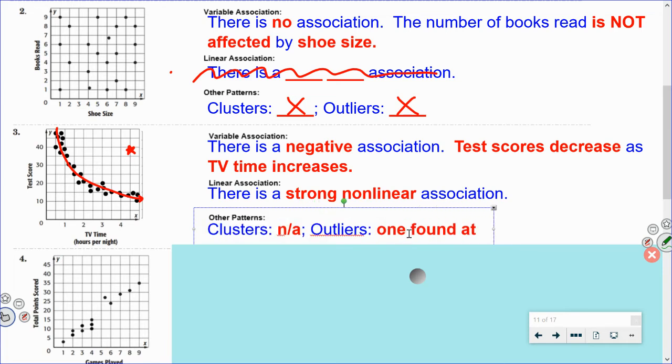one found at, you can list the coordinates of the point or you could interpret what they mean. In other words, someone watches about 4.5 hours of TV and still scores a pretty high test score of 38. Notice that does not say percent, it's just a 38. So that's pretty good.